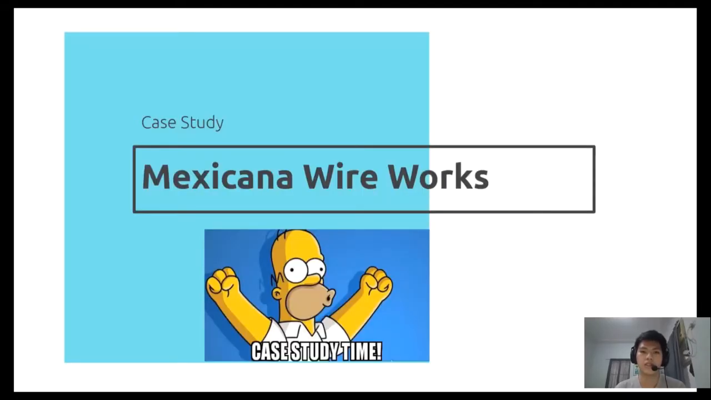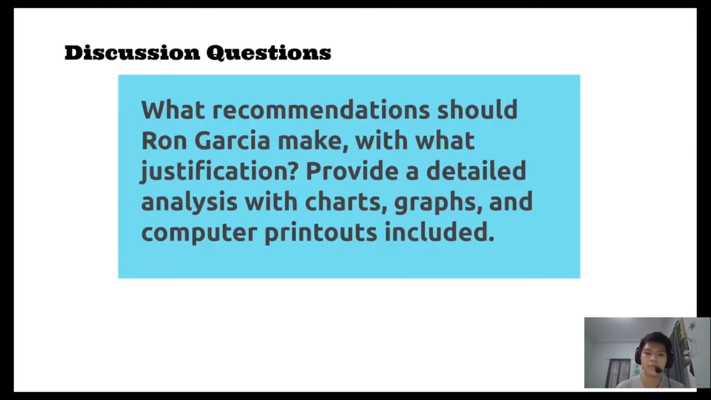Hello everybody. Let's now proceed to the discussion questions of the case study Mexicana Wireworks. For the first discussion question: what recommendations should Ron Garcia make, with what justification? Provide a detailed analysis with charts, graphs, and computer printouts included.